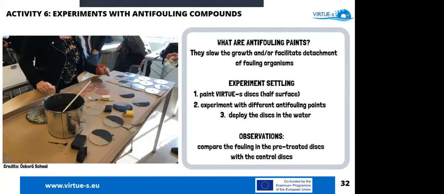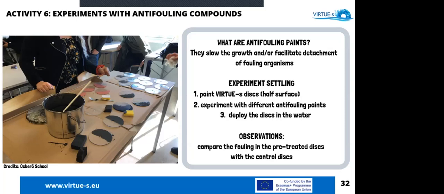Fouling can also be harmful for the environment because it can facilitate the introduction of alien species, which are species introduced in a different geographic region where they are not supposed to be. So humans have produced many antifouling compounds. So students can decide to investigate their properties and their effectiveness on fouling organisms.